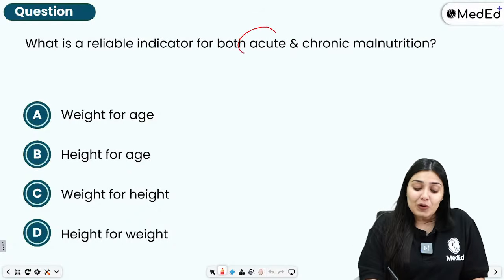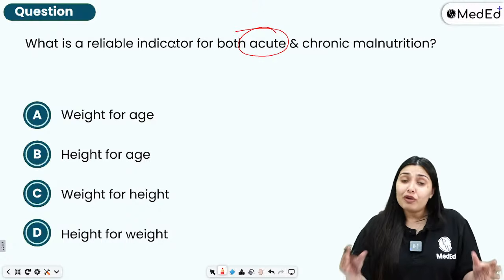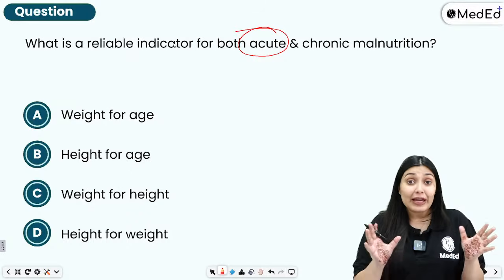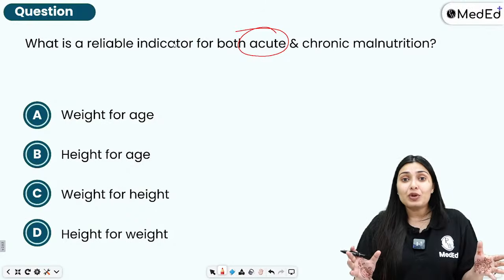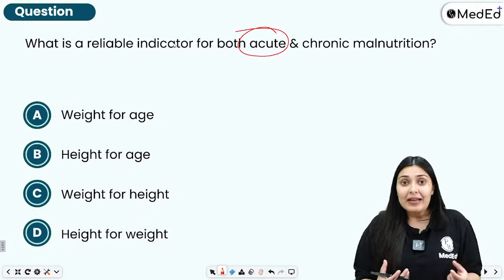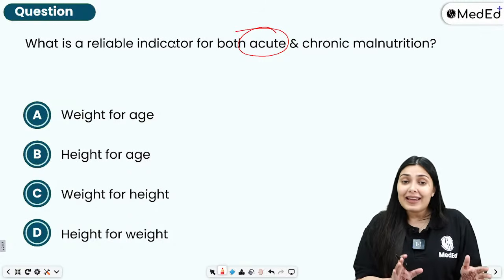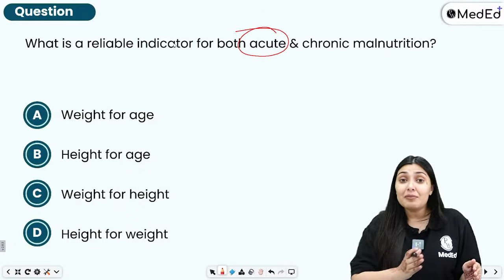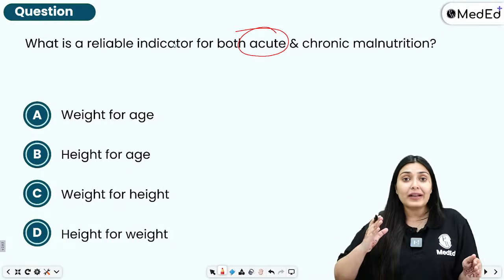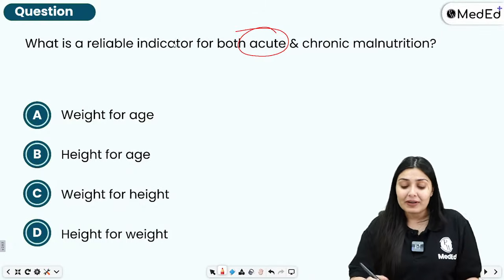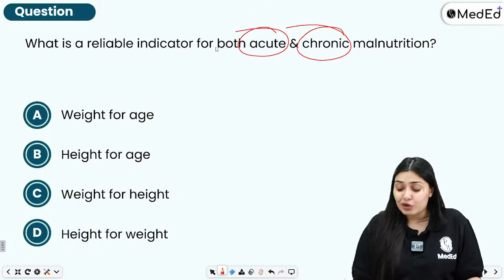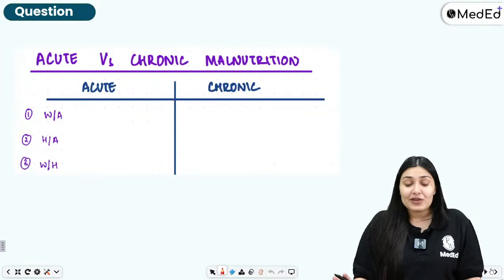In acute malnutrition, what happens? For a short period of time, acutely, the child is going to have less intake. So firstly, the weight would be affected. And thereafter, if this malnutrition continues over a long time, height would also be affected. That will be the chronic malnutrition. So let us understand the differences now.